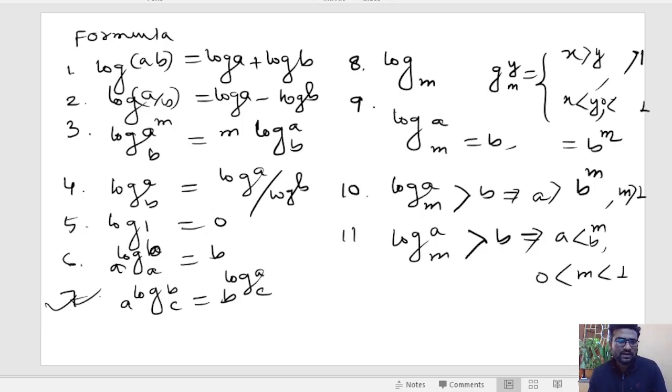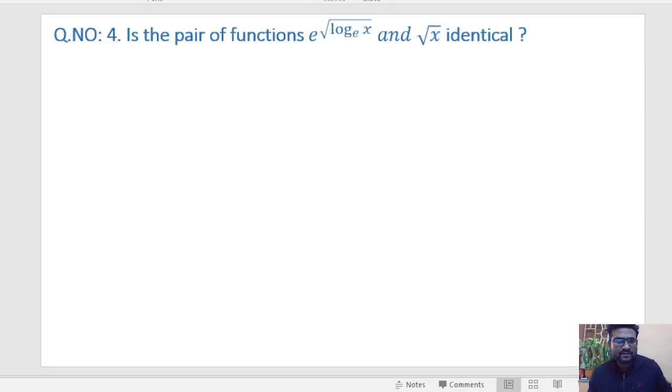And at first, question number 4: is the pair of functions e to the power root under log x base e, and root x identical? What is an identical function? Identical functions means two functions are equal. Two functions are equal if their domains are equal. Domains means the domains of the two functions are equal.